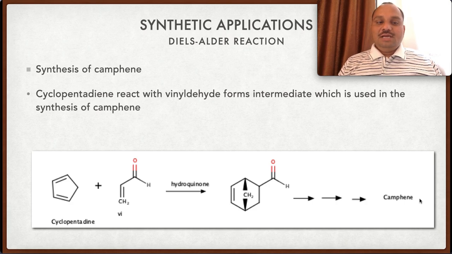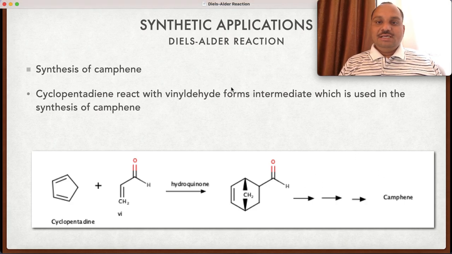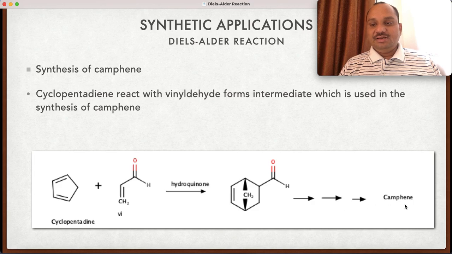The third synthetic application is the synthesis of a compound, camphene, which is prepared by using this Diels Alder reaction. Cyclopentadiene reacts with vinyl aldehyde. It forms this intermediate. This intermediate, on a sequence of reactions, gives camphene.